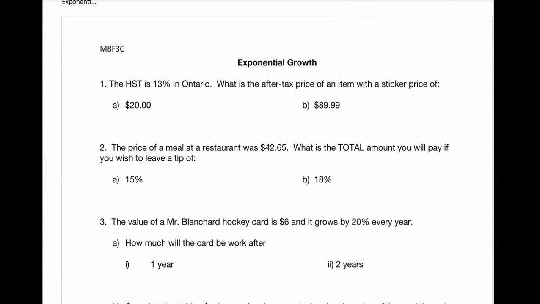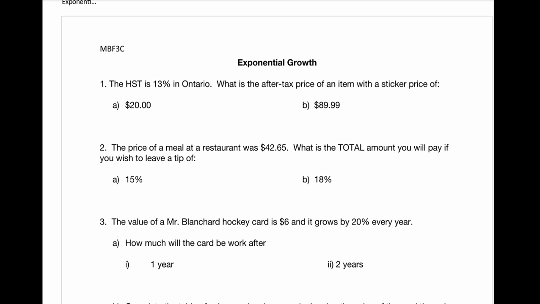In today's note, we are going to continue looking at exponents. However, now we're going to look at them in an equation. And we're going to start by looking at exponential growth. So the first little bit is going to look at a little bit of an introduction to the idea of exponential growth. So the first question, we're just going to work with some percents.